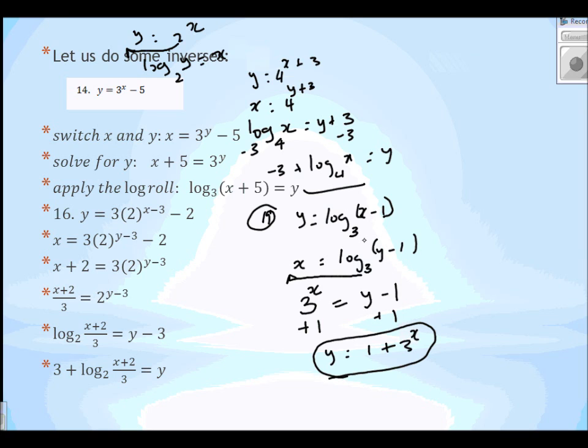Okay? This is how you work with logarithms. We'll learn more about properties of logarithms and other laws in the next chapter. For now, this should be sufficient for the characteristics of logarithm functions. Thank you so much for watching.